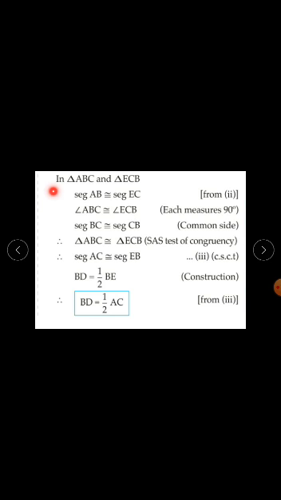So in triangle ABC and triangle ECB, seg AB is congruent to seg EC from 2. Angle ABC is congruent to angle ECB, each measures 90 degrees. Seg BC is congruent to seg CB, reason is common side. Therefore, triangle ABC is congruent to triangle ECB, reason is SAS test of congruency. Therefore, seg AC is congruent to seg EB, reason is CSCT, corresponding sides of congruent triangles.